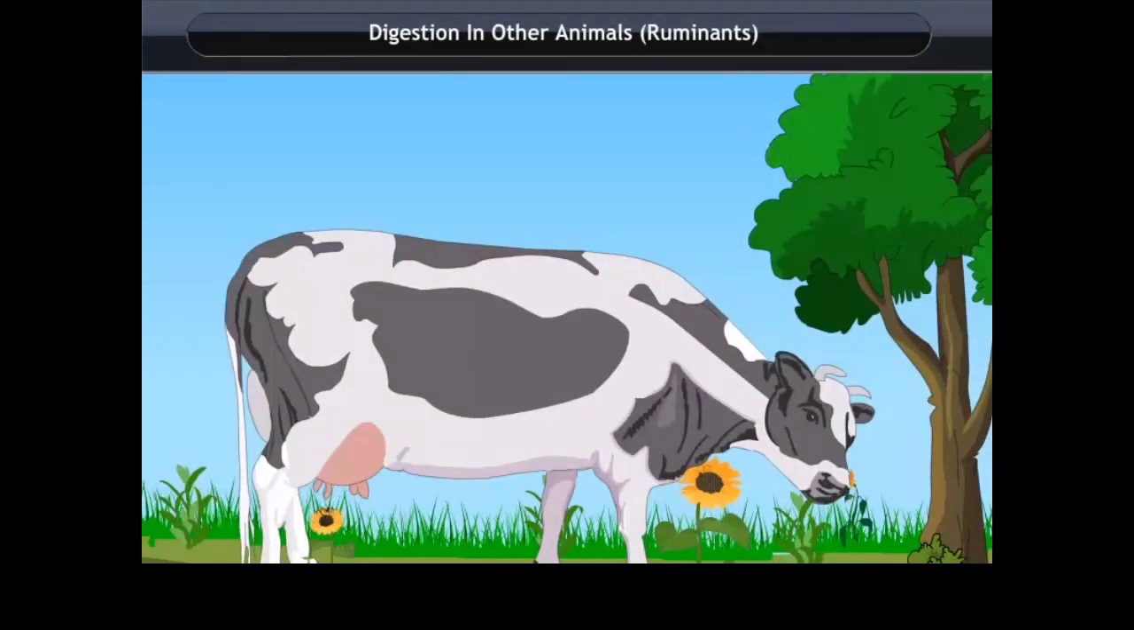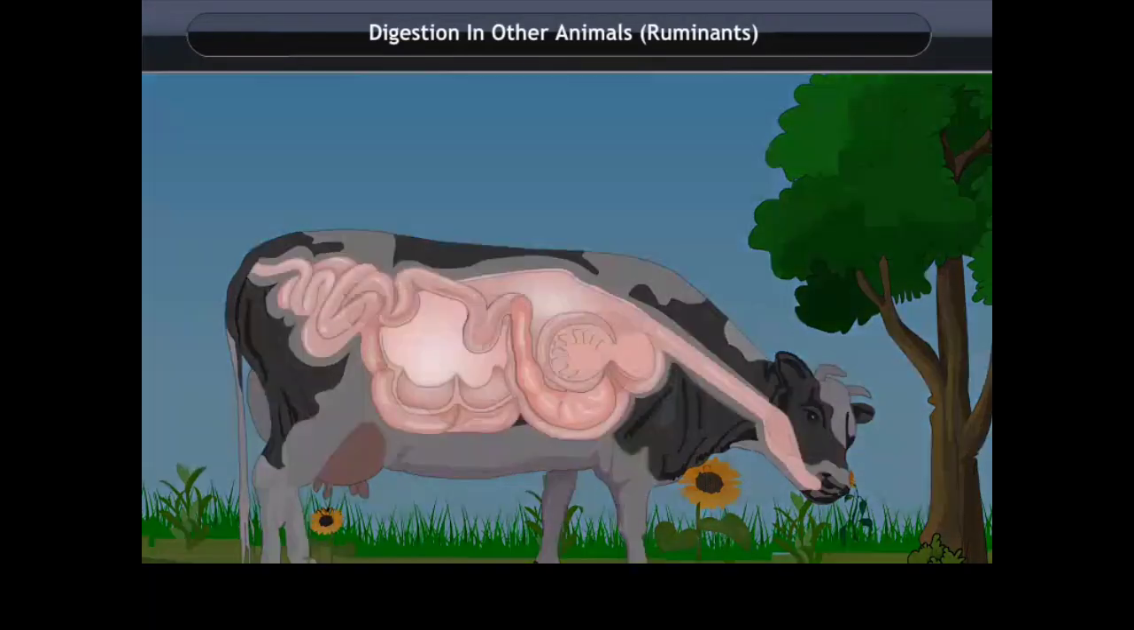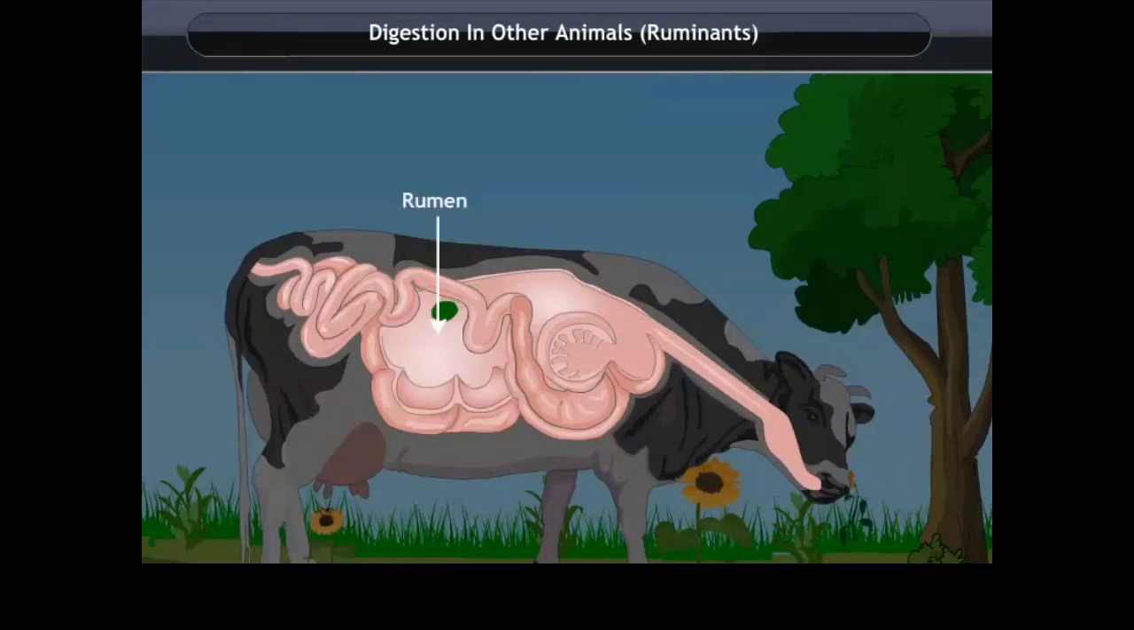Digestion in other animals. Grass-eating animals such as cows quickly swallow grass and store it in a separate portion of their stomach called the rumen. Food gets partially digested in the rumen. This partially digested food is called cud. The cud later returns to the mouth in the form of small lumps as shown in the figure. Animals then keep chewing these lumps. This process is known as rumination. The animals in which this process takes place are known as ruminants.